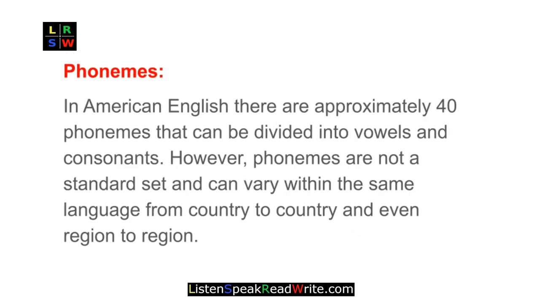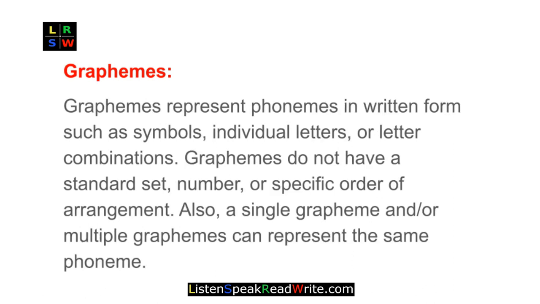Phonemes. In American English, there are approximately 40 phonemes that can be divided into vowels and consonants. However, phonemes are not a standard set and can vary within the same language from country to country and even region to region. Graphemes. Graphemes represent phonemes in written form such as symbols, individual letters, or letter combinations. Graphemes do not have a standard set, number, or specific order of arrangement. Also, a single grapheme and/or multiple graphemes can represent the same phoneme.